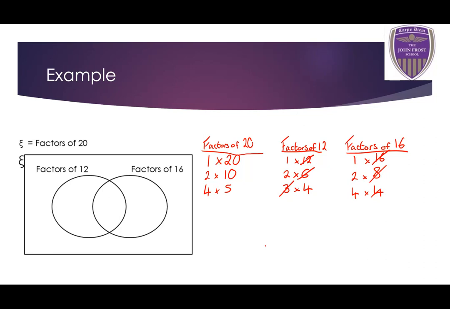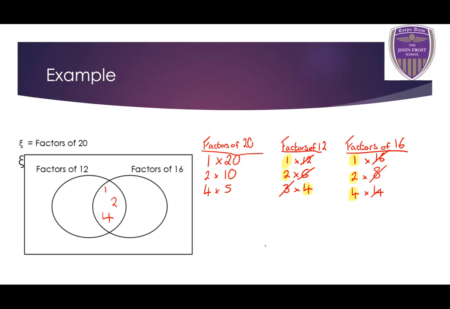So, what are the common factors? Let's do this overlap first between 12 and 16. What is the common overlap of factors of 12 and factors of 16? Well, we've got 1, we've got 2, and we've got 4. So it looks like in this Venn diagram, the overlap of 12 and 16 that are factors of 20 are 1, 2, and 4.